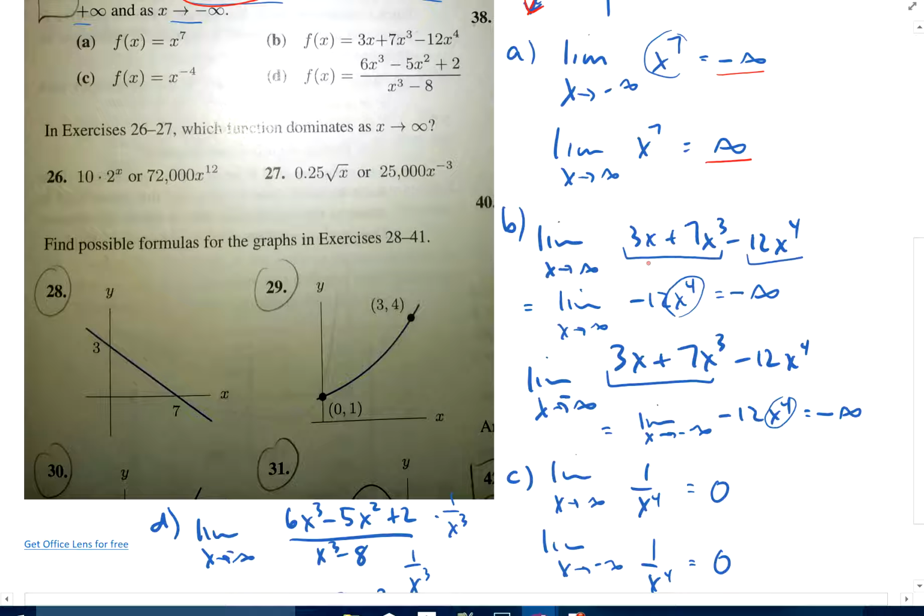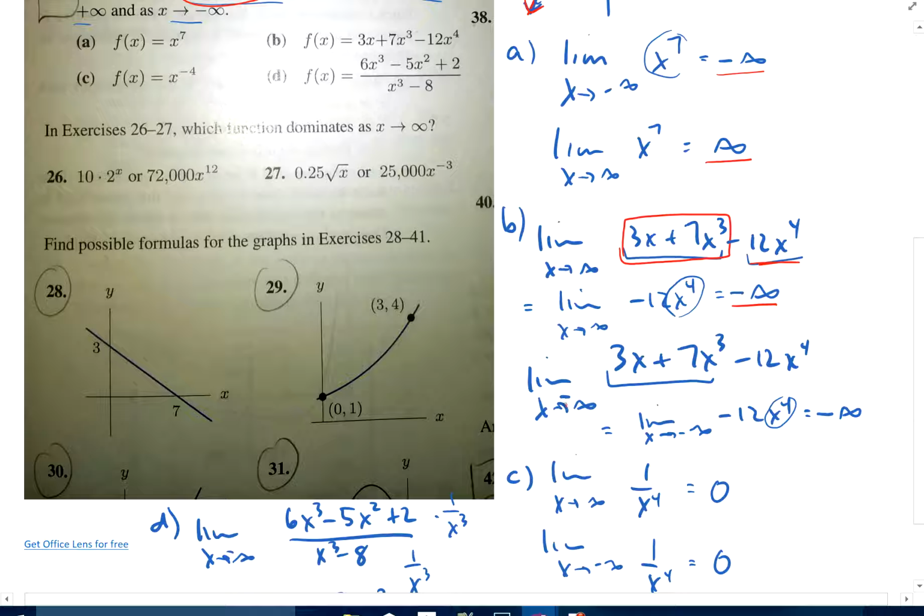B. As x goes to infinity of this guy, well, remember as x goes to infinity, x is huge. These numbers right here are really inconsequential compared to a million to the 4th, a billion to the 4th power. So this is the same as x goes to infinity of negative 12x to the 4th. So plug in a big positive number. X to the 4th is positive times negative 12 is a negative infinity.